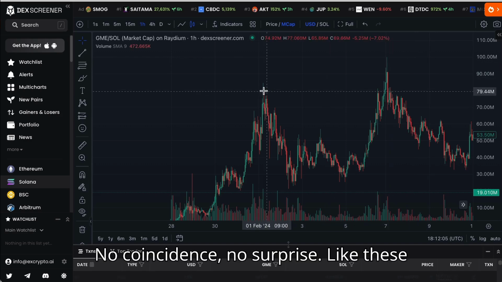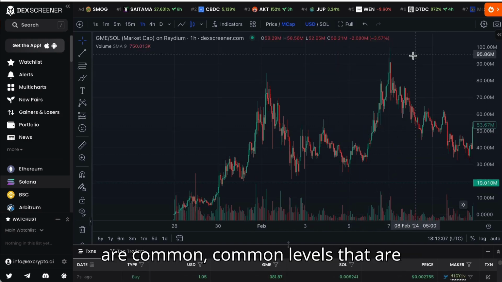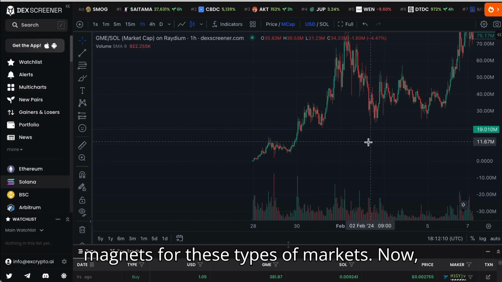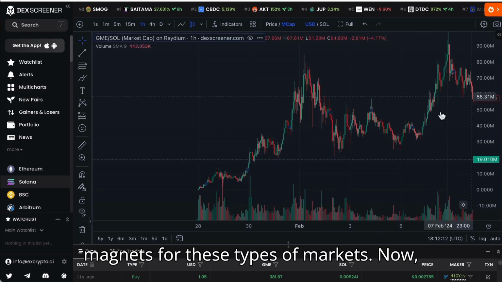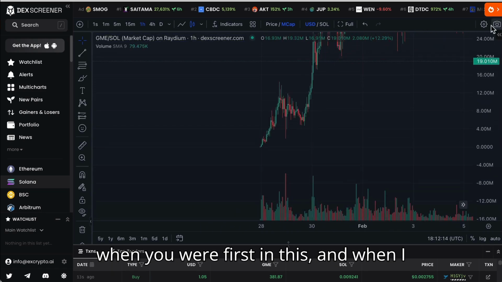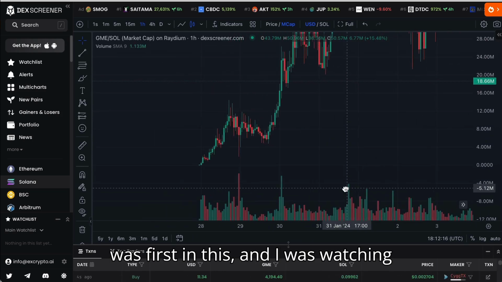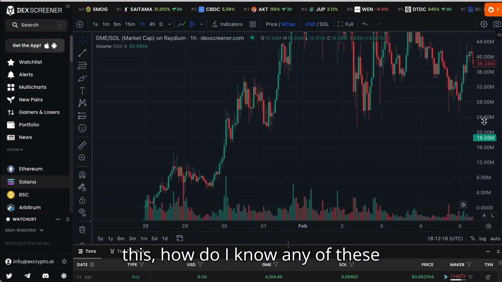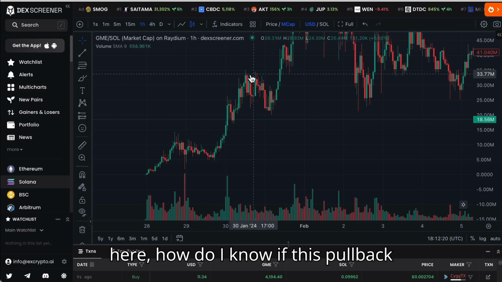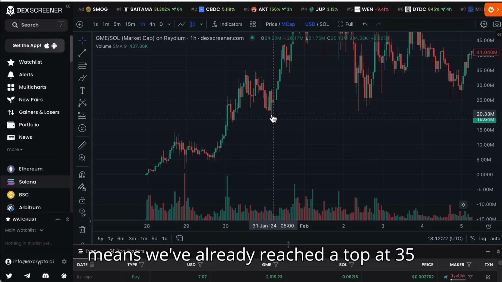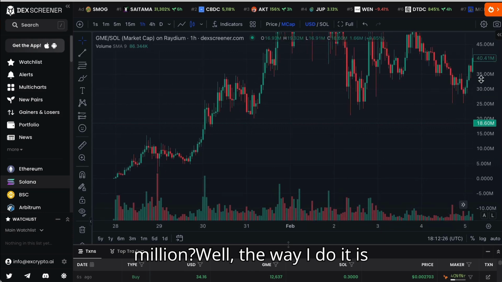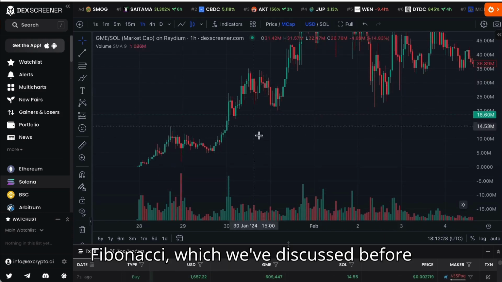No coincidence, no surprise. These are common levels that are magnets for these types of markets. Now, when you were first in this, and when I was first in this, and I was watching this, how do I know if any of these pullbacks, for example from here to here, mean we've already reached a top at 35 million? Well, the way I do it is Fibonacci, which we've discussed before on the training.